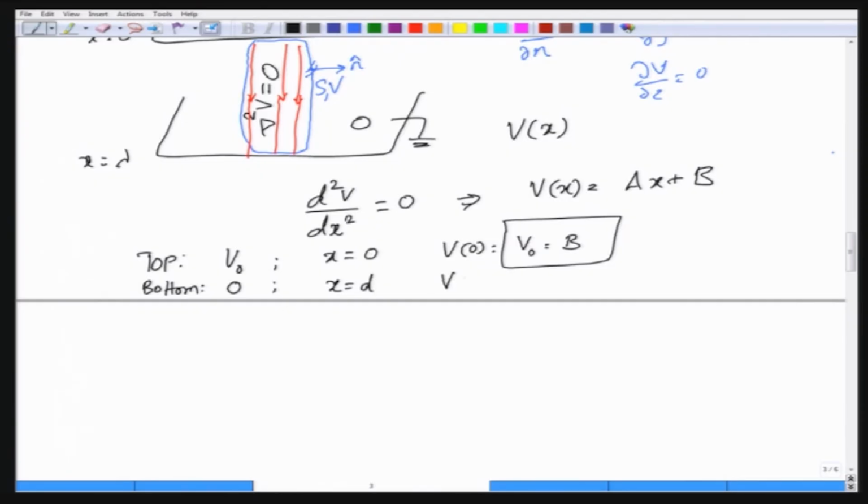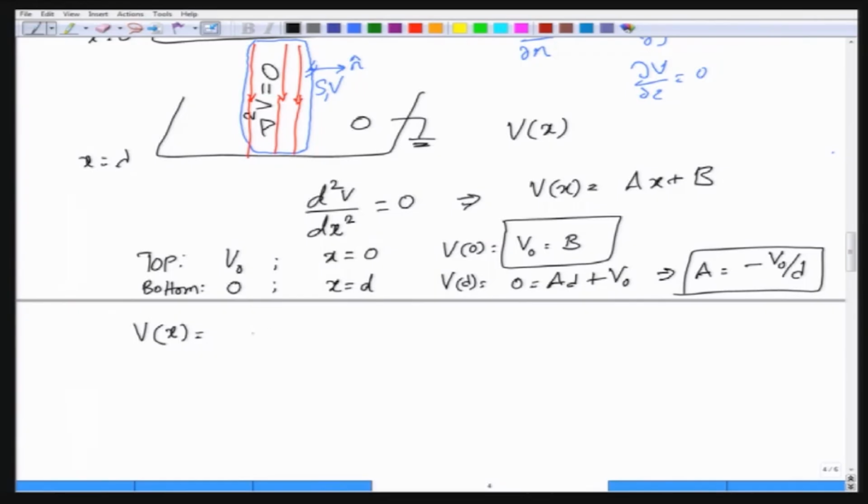So, V of d is equal to 0 is equal to A times d plus the value of b, b we have already seen to be equal to V0. So, this gives me A as minus V0 by d. Okay. All right. So, I have found out both the constants. So, the potential V of x will be given by A, which is minus V0 by d, x plus V0.